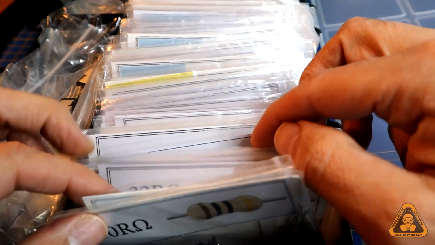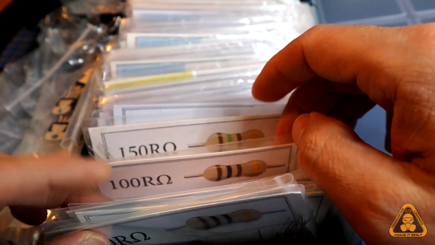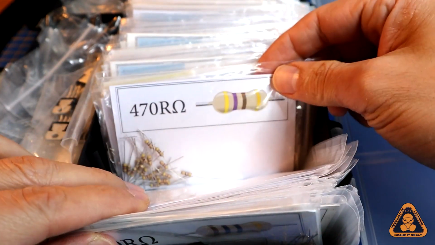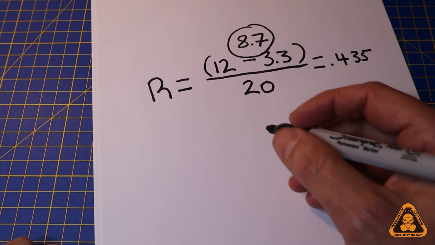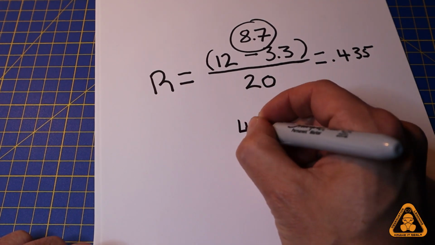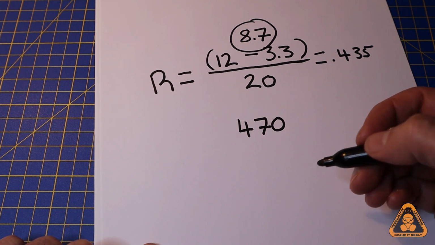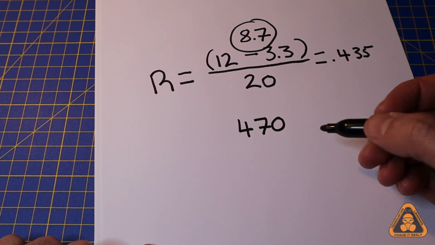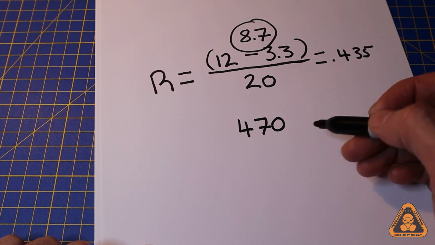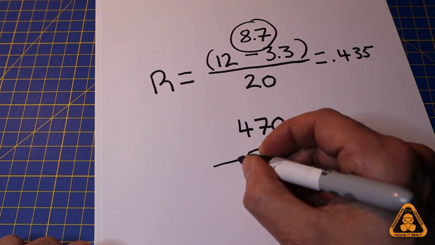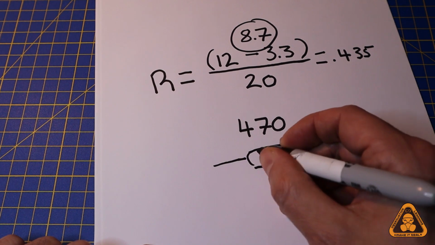Now there is no resistor which is 0.435, but if you look at the next higher resistor, there is a resistor which is 470. So you want to go higher, not lower, otherwise you'll end up burning out the LED. So always go to the next step resistor, and that's what we need. We need a 470 ohm resistor.